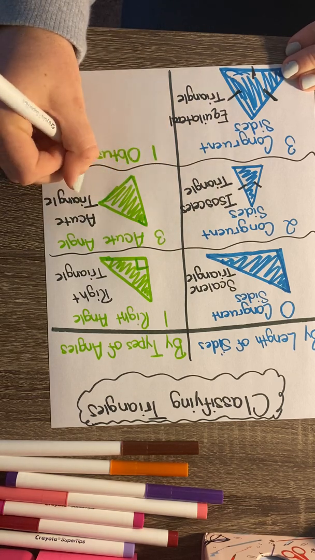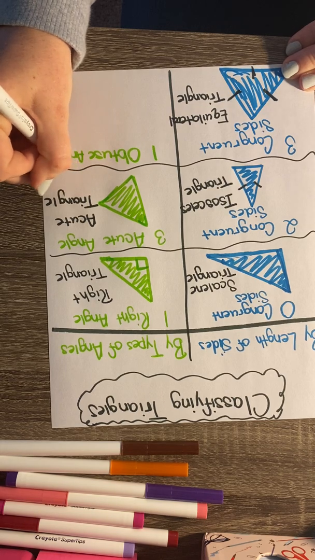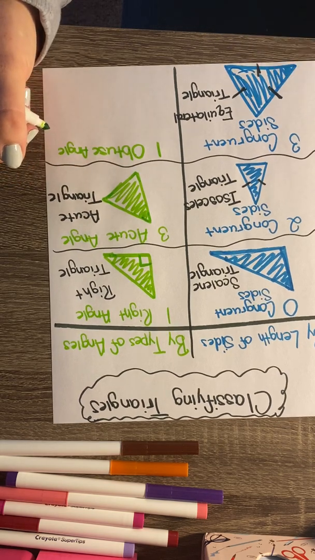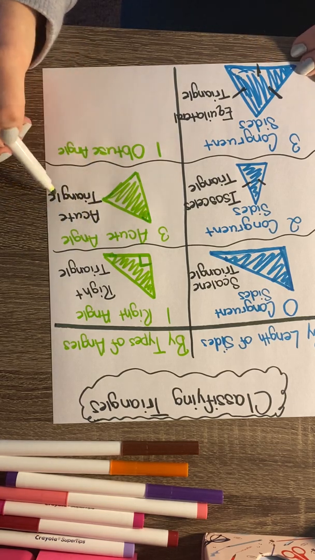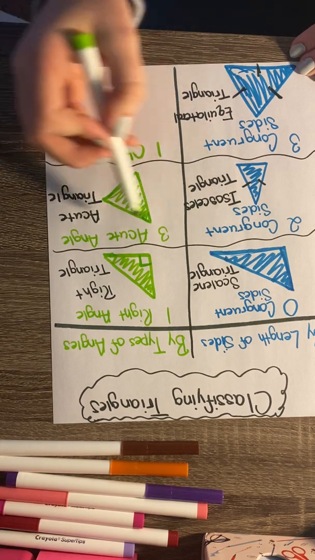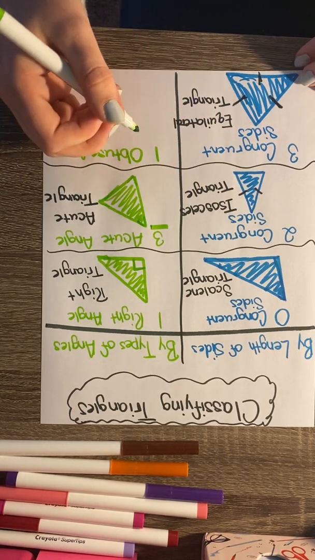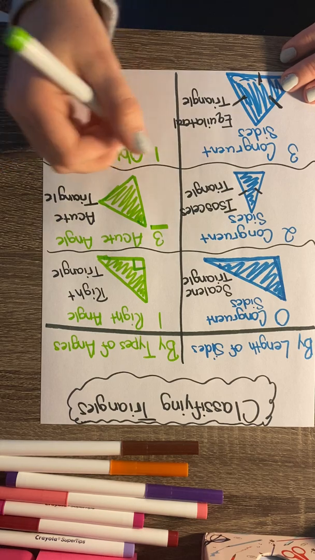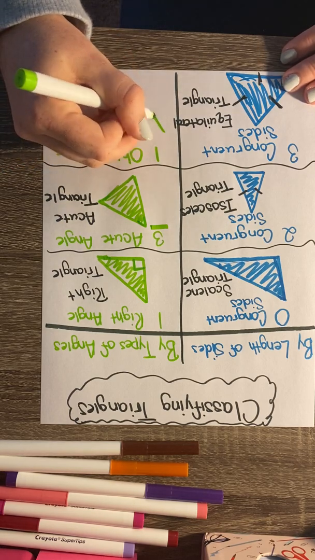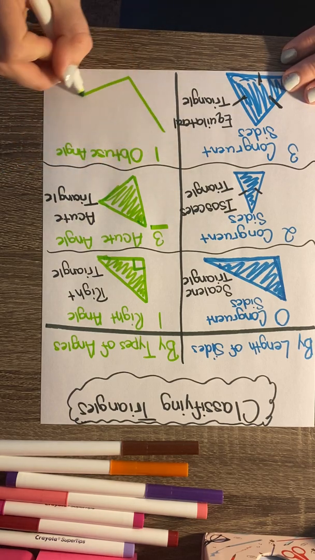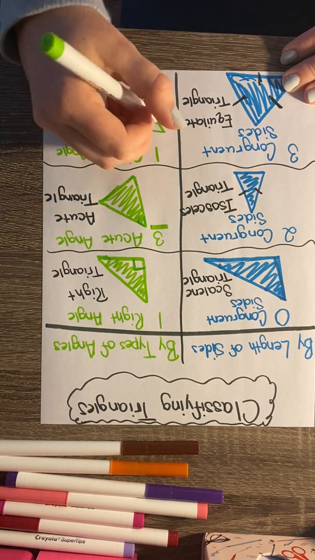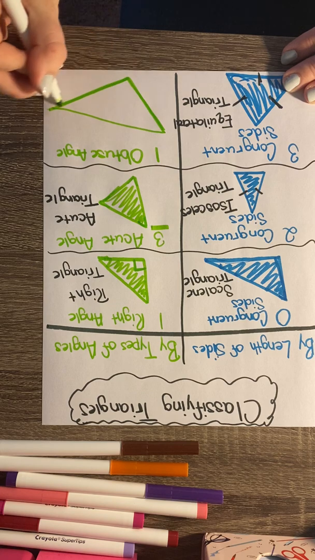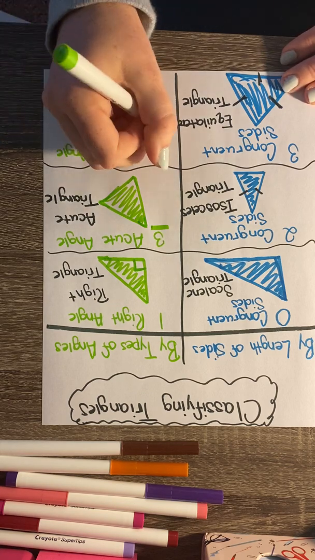The last one is when you have one obtuse angle. That means it could have two acute angles and one obtuse angle. It's still not going to be an acute triangle because an acute triangle needs to have three. If it has one obtuse angle, it's going to look like this. So it's kind of open. It's really open. That means it's more than 90 degrees, okay?